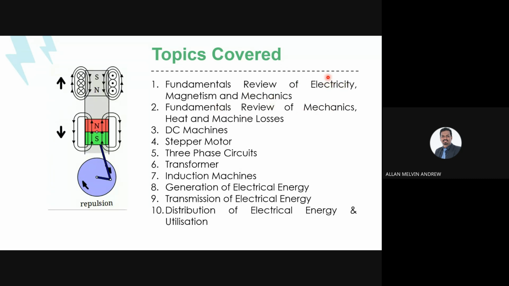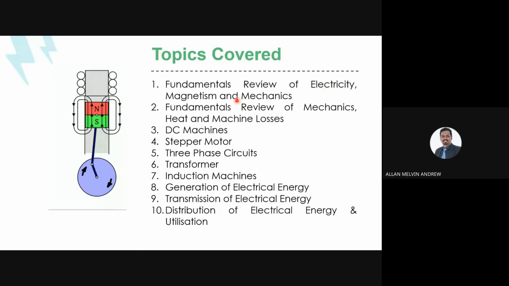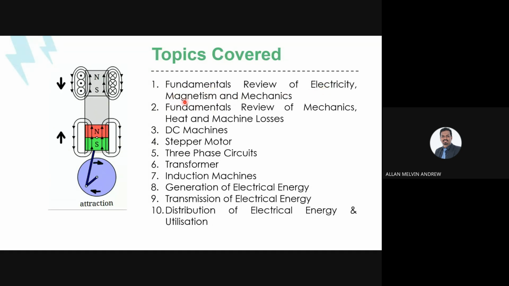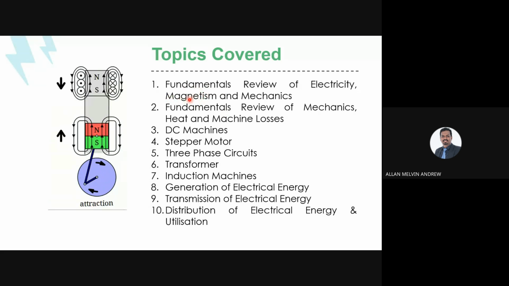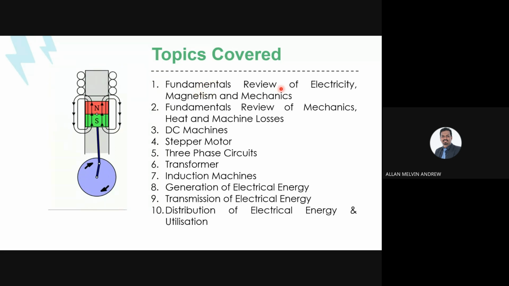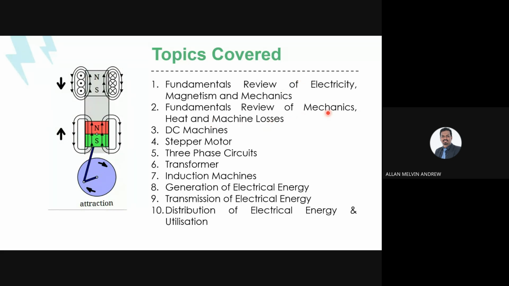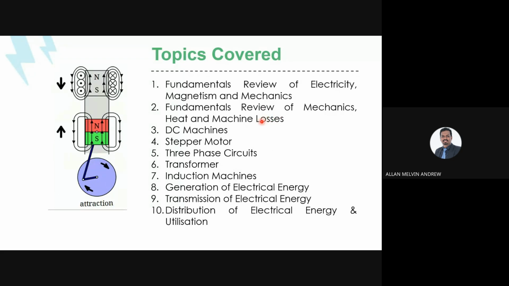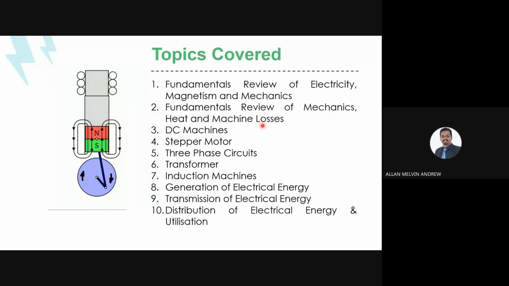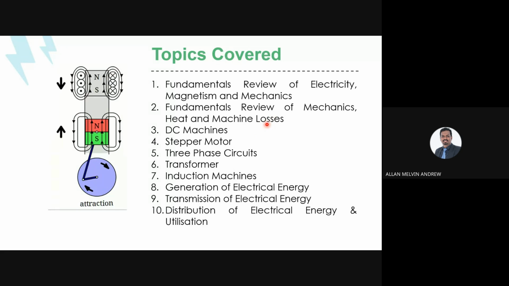Electricity is generated using many methods, and magnetism is one of them. Here, when you move the magnet, it will create electricity. And we have a fundamentals review of mechanics, heat and machine loss. When the machine is moving, there can be some losses due to heat and also wear and tear. Friction can also generate some losses in the system.